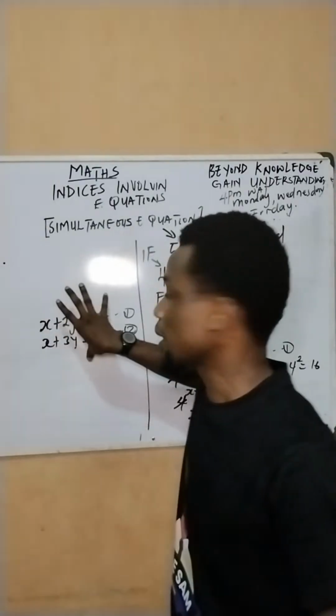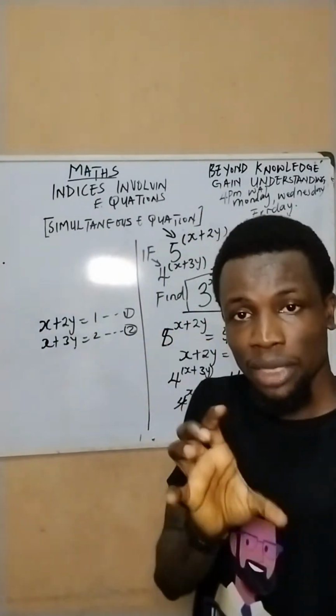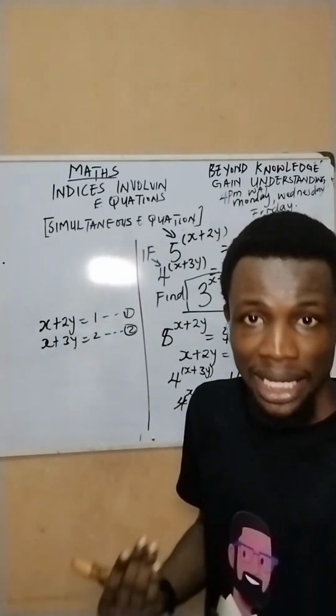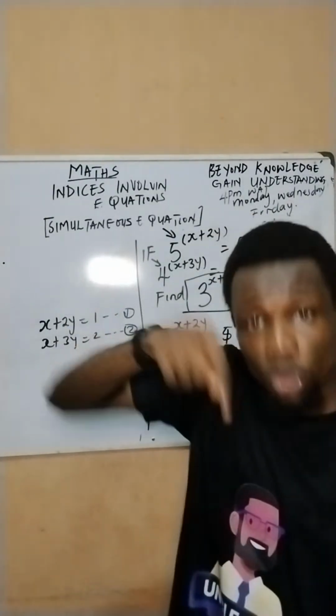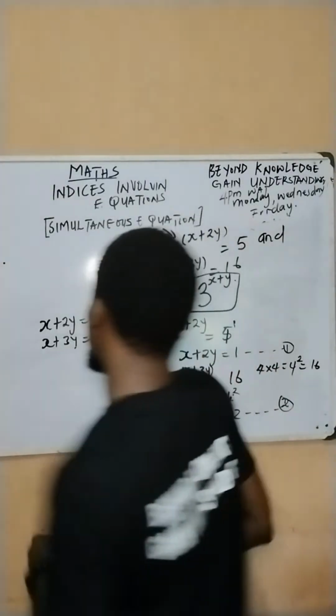But for this particular question, I'm going to be sticking with the elimination method because it's quite easier. Maybe after solving with this elimination method, I'll go ahead and solve with the substitution method so that you see it clearly. So what am I going to do here?